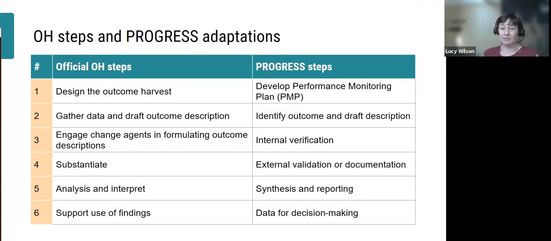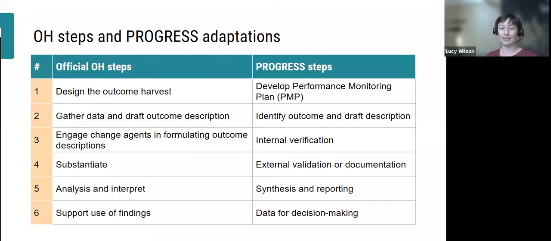When I came across outcome harvesting in 2013, I looked at these 6 steps and said, yeah, we did these things a bit differently, but we did step 1, designing the outcome harvest, when we wrote up the PMP, or performance monitoring plan, which is now probably what you all call your AMELP, or your activity monitoring, evaluation, and learning plan. And we definitely did step 2.